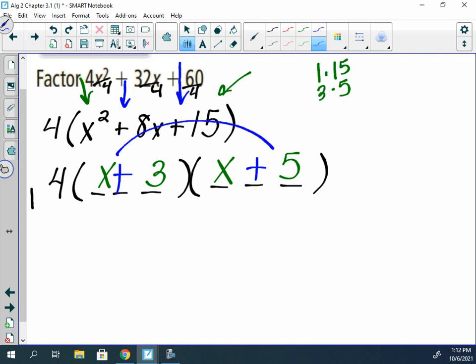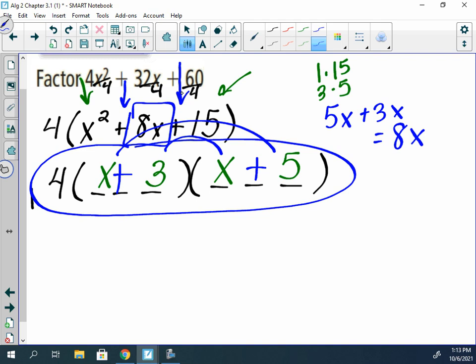And last but not least, we can check it. X times 5 is 5x. 3 times x is plus 3x. And 5x plus 3x is 8x. So that tells me that it does match up with our middle term here. Yep.